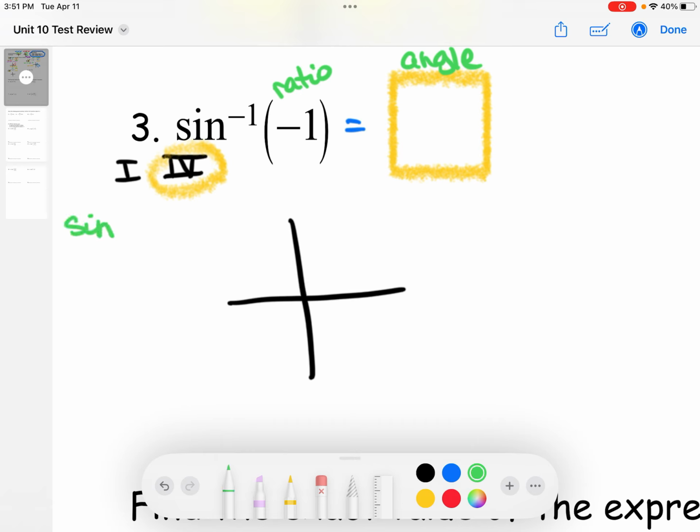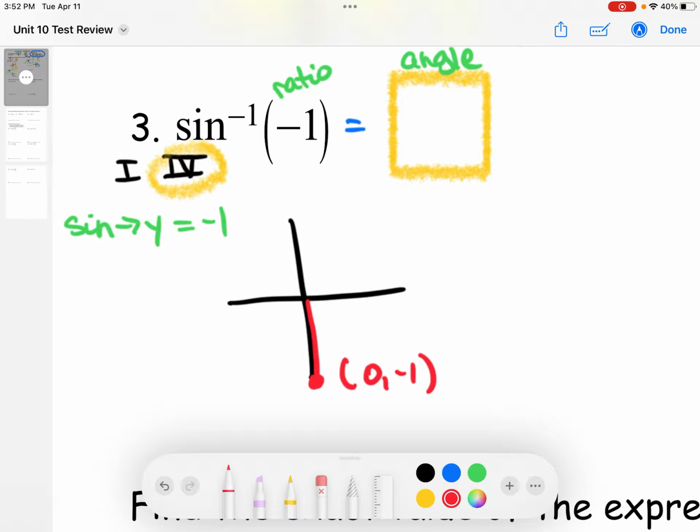Sine is y. So that y would be equal to -1. The only way for y, a side, not a hypotenuse, to be equal to -1 is if the angle is on an axis. So where y is equal to -1 would be straight down. The coordinates of that point would be 0, -1.